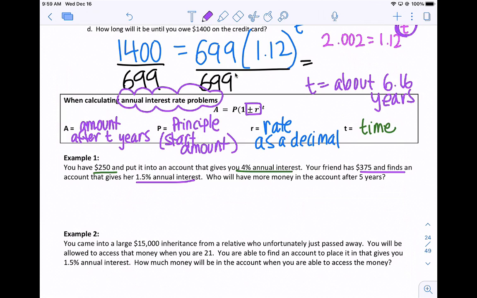All right, so you're starting with less, but you're making more per year. Your friend is starting with more, but they're making less per year. So again, we're making money. Let's write our two equations.